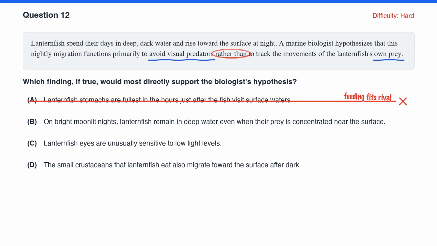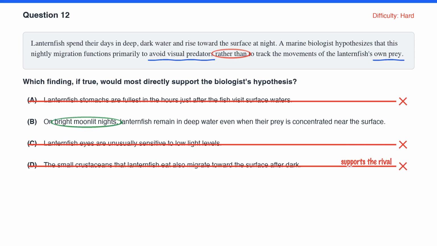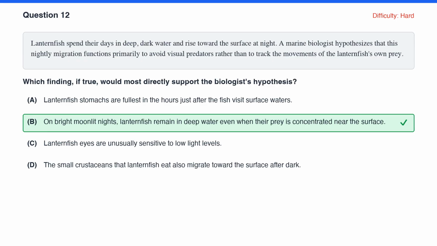Choice C, eyes sensitive to low light, tells us how they cope in the dark, not why they migrate. Not this one either. Choice D, their prey also rises at night, that's the food following rival. Gone as well. That leaves B. B is the answer. On bright moonlit nights, predators can see, so staying deep even with prey right above only makes sense as predator avoidance, and prey tracking can't explain it. Takeaway: the best support is the finding only your hypothesis can explain.